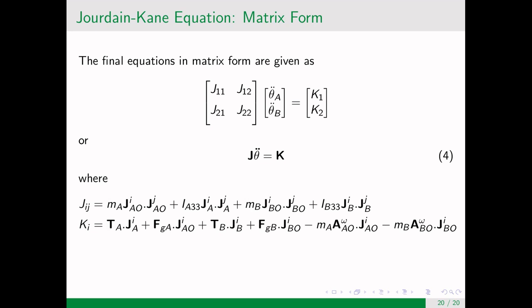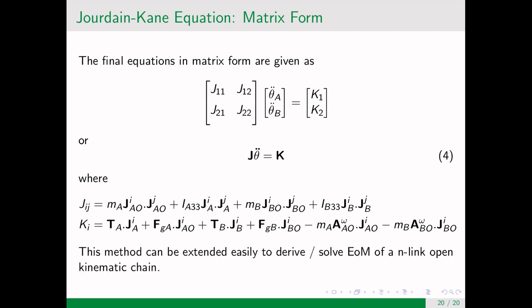So your J components, or the components of the 2 by 2 matrix, are simply the inertia forces, you can see, multiplied with the corresponding Jacobian, and your K components, which is on the other side of the equation, are the applied forces and the omega component of the inertia forces. Okay. So this can be easily extended to solve equations of motion of an n-link open kinetic chain.